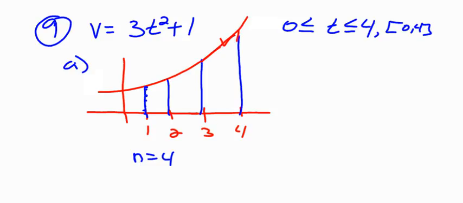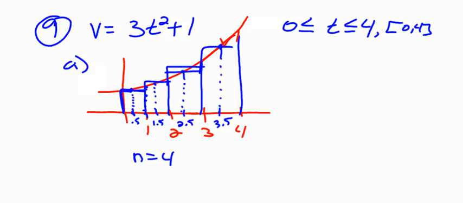But they said midpoints. So back to the midpoints. That means at 0.5, at 1.5, at 2.5, at 3.5. This is the part of the rectangle that I want touching the function. Oops, drew it too high, sorry. Okay. So this is a very rough sketch of what my rectangles should look like.